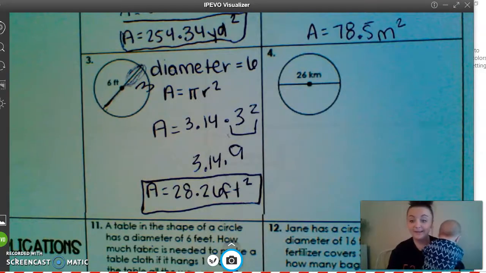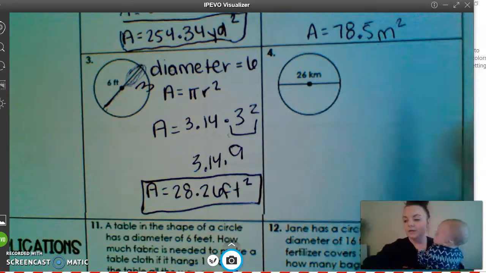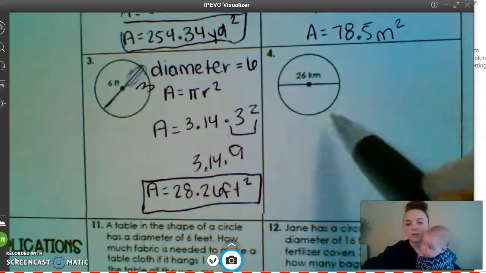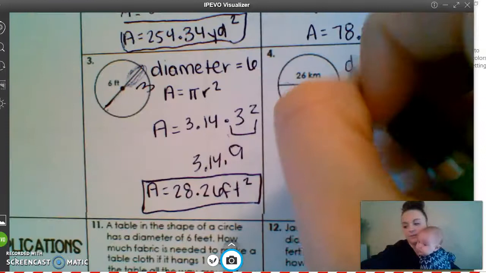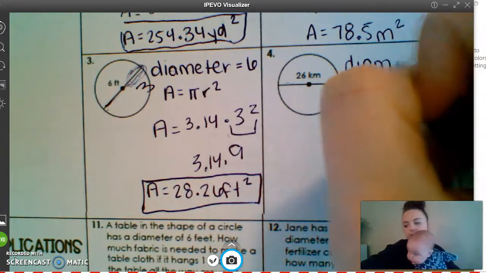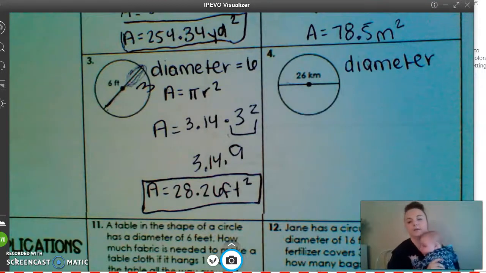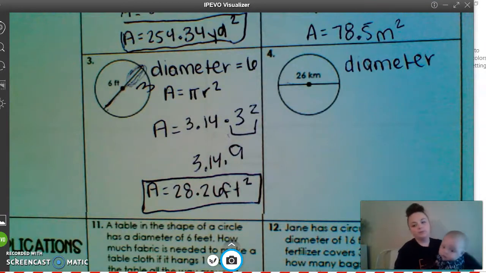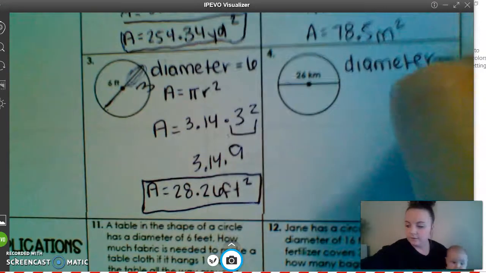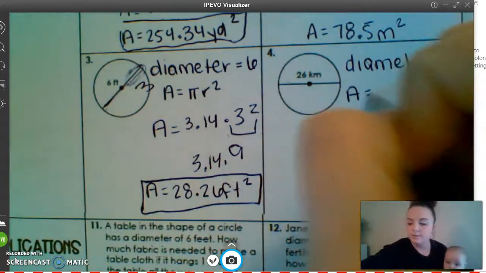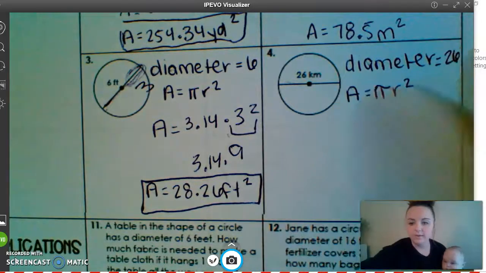Okay, so we are back. Number 4, 26 is all the way across, okay? So since it's all the way across, that means it's the diameter, and we are trying to find area, okay? So this is the diameter. We're trying to find area. So remember the formula for area was what? A equals pi r squared, okay?